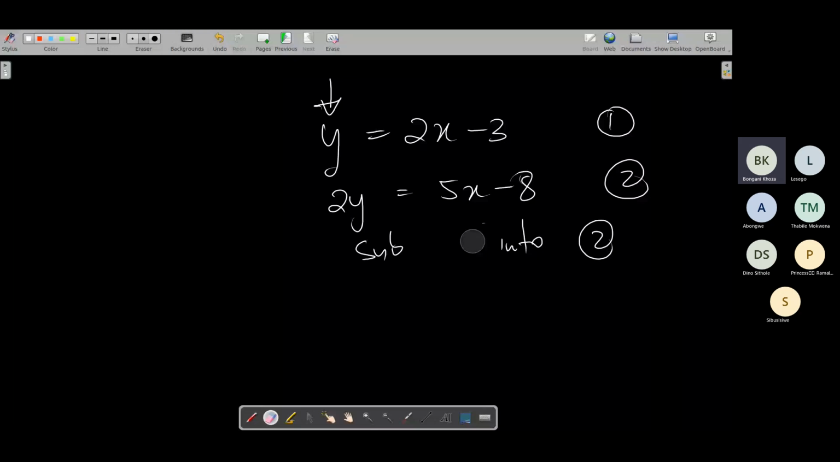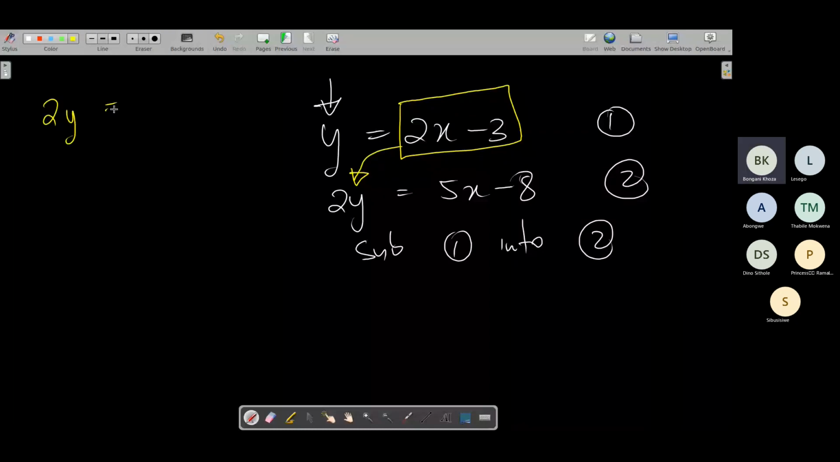So we're taking this last one, this part. So this would be y. That's what we are saying. So it will be substituting equation 1 into equation 2. So having 2y equals 5x minus 8. Now I'm going to plug in all of that for y.